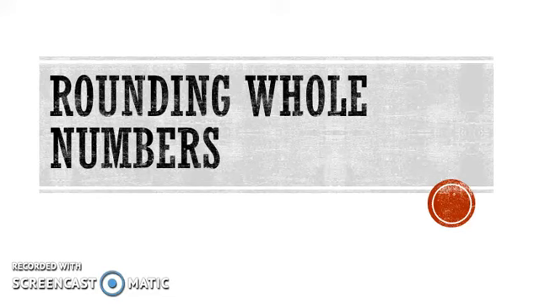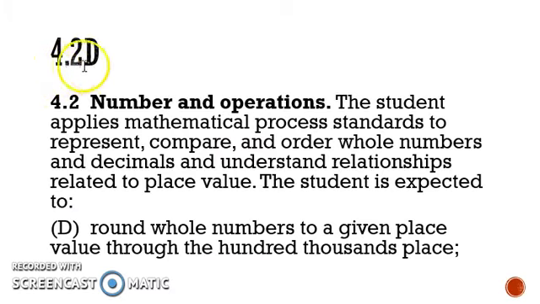Let's go ahead and start with our standard so that we know what we have to learn. The standard is 4.2D, and please read along with me in a whisper voice. 4.2 Number and operations. The student applies mathematical process standards to represent, compare, and order whole numbers and decimals, and understand relationships related to place value. The student is expected to round whole numbers to a given place value through the hundred thousands place.